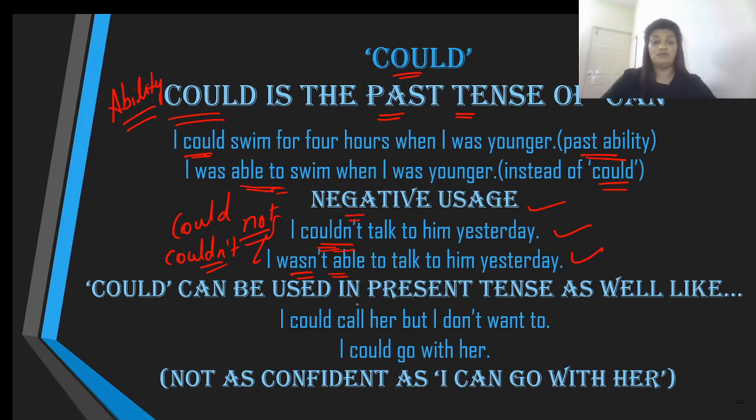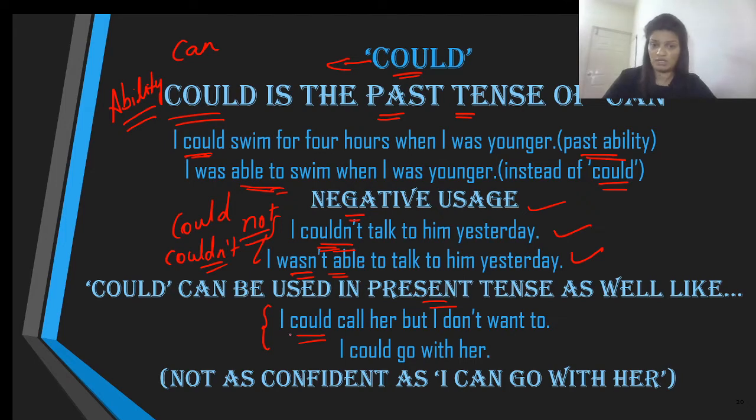Could can be used in present tense as well, even though could is the past tense of can. You can also use that in present tense, like this. I could call her, but I don't want to. This is speaking about something that you are going to be doing a little while later in future. So this is pretty much referring to present and future.